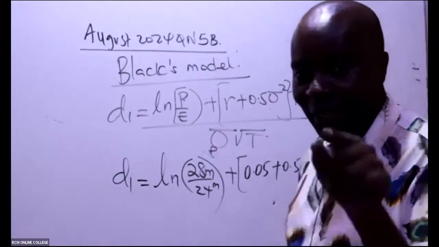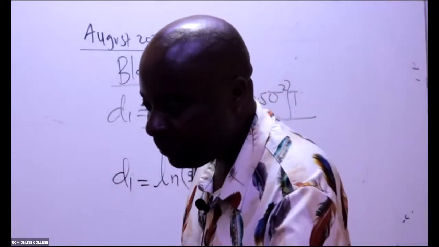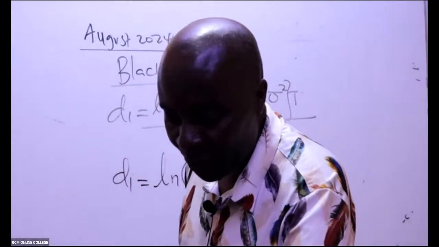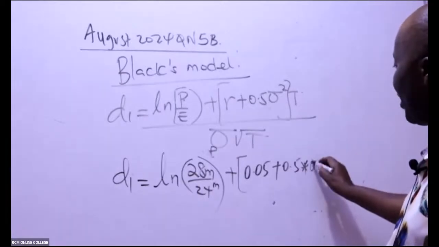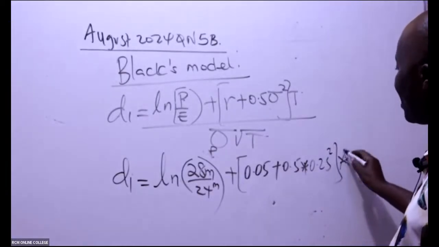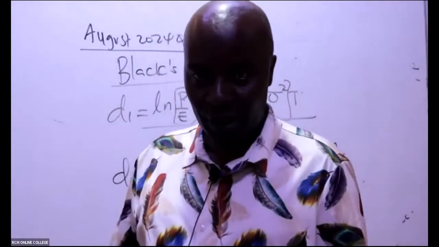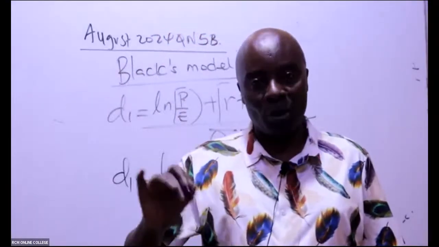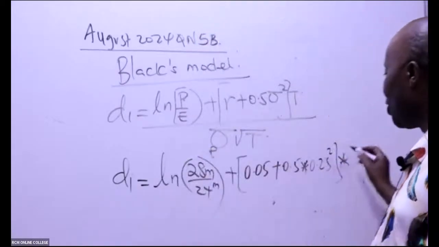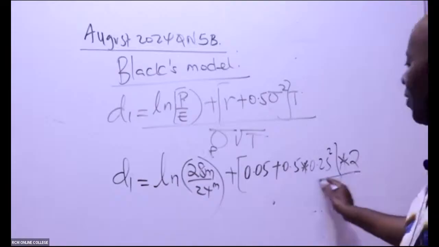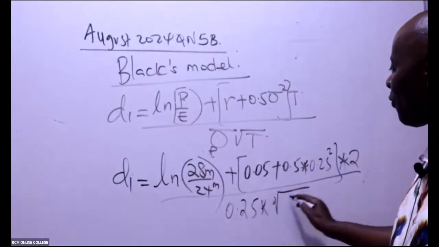Remember, volatility is not variance. Volatility is standard deviation. So what is the standard deviation given in the question? 0.25, 25%, isn't it? So 0.25 squared. Remember that T has to be in years. If they tell you the time to expiration is 6 months, take 6 months divided by 12. But here we are very lucky because we are given time as 2 years. And then everything, you divide by 0.25 times root of time, which is 2.